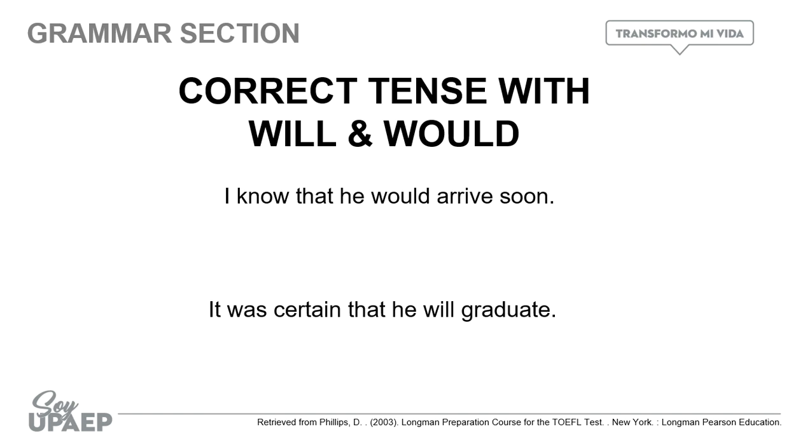Another problem that most students have is the correct tense with will and would, right? I want you to look at the sentences and try to tell me if they are correct or incorrect. You have, I know that he would arrive soon. It was certain that he will graduate. Okay? Yes, the first one is incorrect. And the second one is incorrect too.